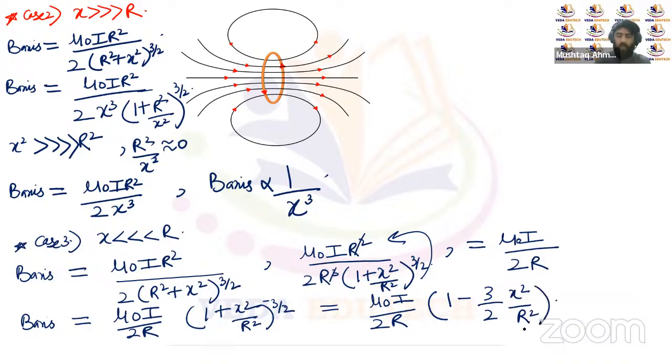We can also say that if we approximate this term, 3 upon 2 x square upon r square, as almost equal to 0 as compared to 1, it very closely behaves like a uniform field at the center of this ring. And when we do experiments to find the magnetic field lines near the center of this ring, they almost behave like parallel lines.